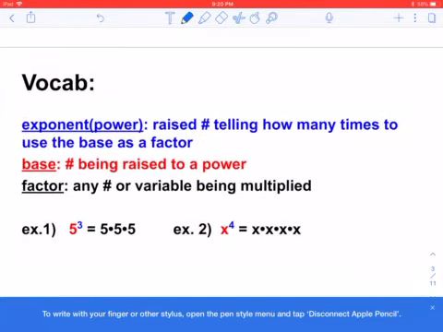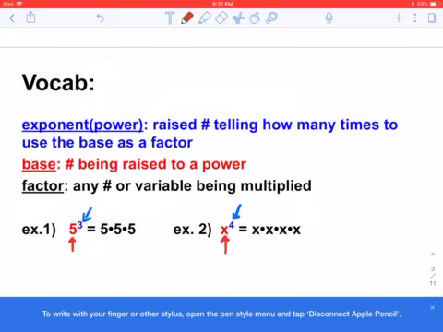So a little bit of vocabulary. Again, 8th graders, this should look familiar. First is exponent. And you'll notice everything is color-coded. So the bright blue exponent, or power, is the raised number telling how many times to use the base as a factor. So you see down below that you've got the exponent right here in the 3 and right here in the 4. Those are your exponents. Your base is the number being raised to a power. So there is your base, the 5 here and the 4 here. And then a factor is any number or variable being multiplied.